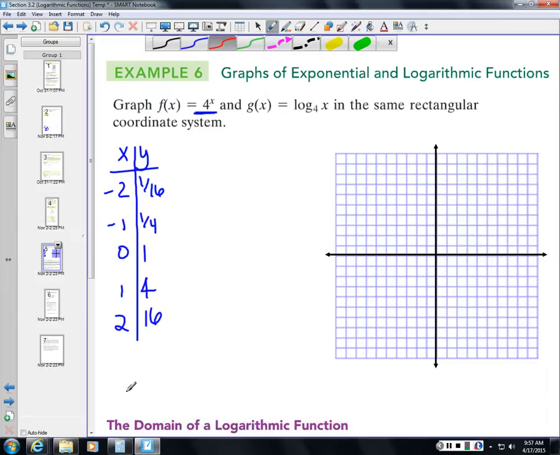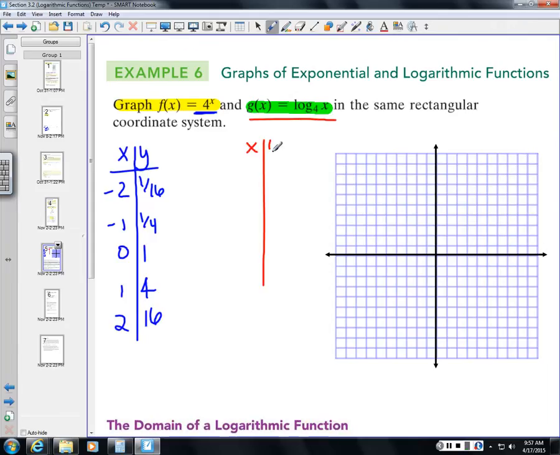So the whole point of this is graph the exponentials like we know how, and since we now know and understand that these are just inverses of each other, for me to be able to graph this log here, all I have to do is reverse all the ordered pairs. If this one has -2 and 1 over 16, then this one has 1 over 16 and -2. This one will be 1/4 and -1, 1 and 0, 4 and 1, and 16 and 2. That's why we have to understand that these are inverses.